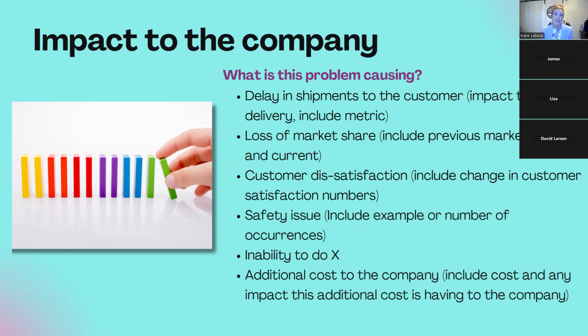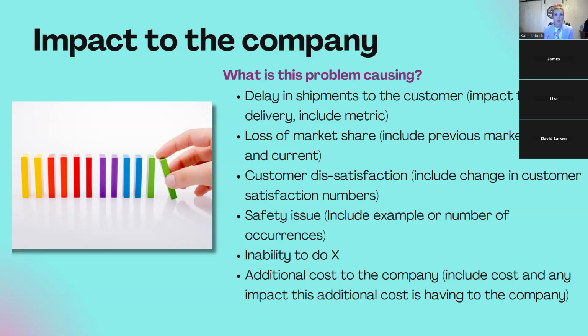The next bullet point is impact to the company, or what is this problem causing? So what is this problem doing to you, doing to your people, doing to your customers, right? Examples: delay in shipments from the customers. So that's an impact to on-time delivery. You could include your metric, right? For 2024, our on-time delivery metric was 99%. And currently in 2025, our on-time delivery metric is 93%. People are going to take notice if you have any changes in that.